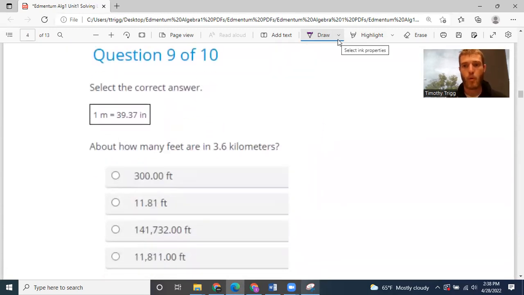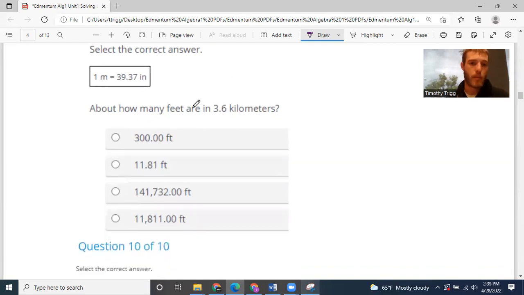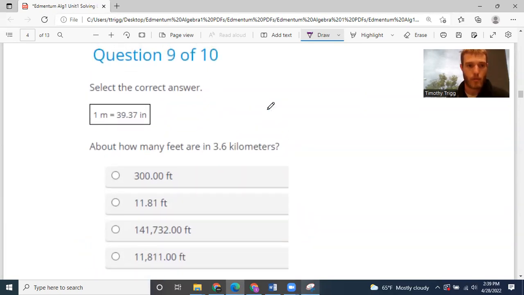Number 9, almost done with the practice. 1 meter equals 39.37 inches. About how many feet are in 3.6 kilometers? Okay, so 1 meter is 39.37 inches. So we have this ratio here. And it says how many feet are in 3.6 kilometers.